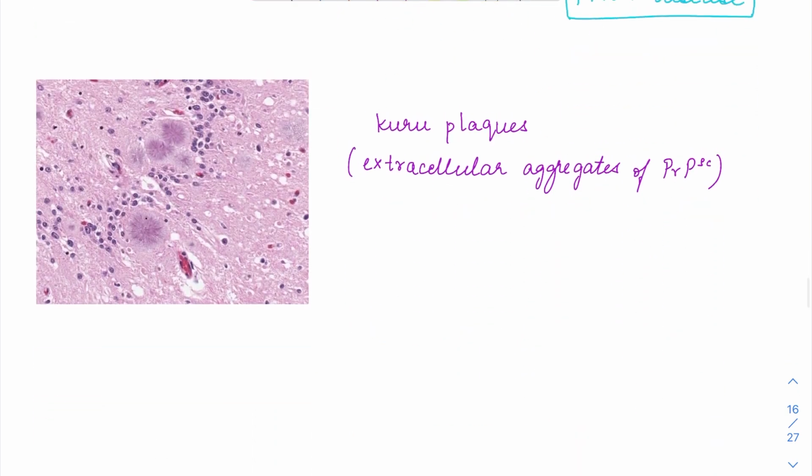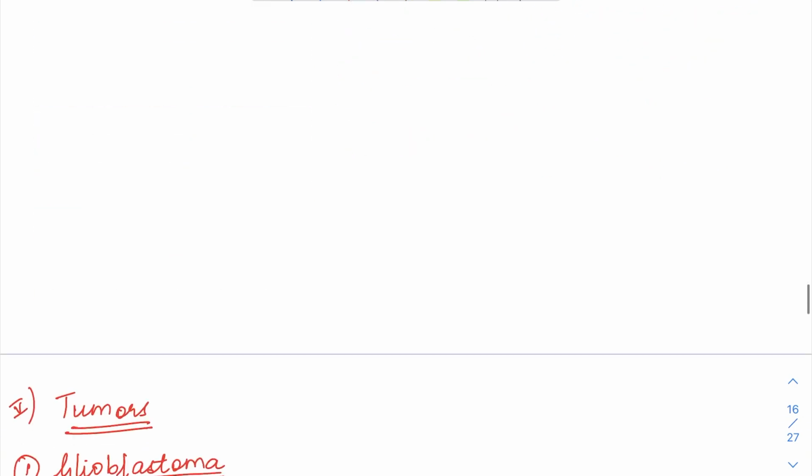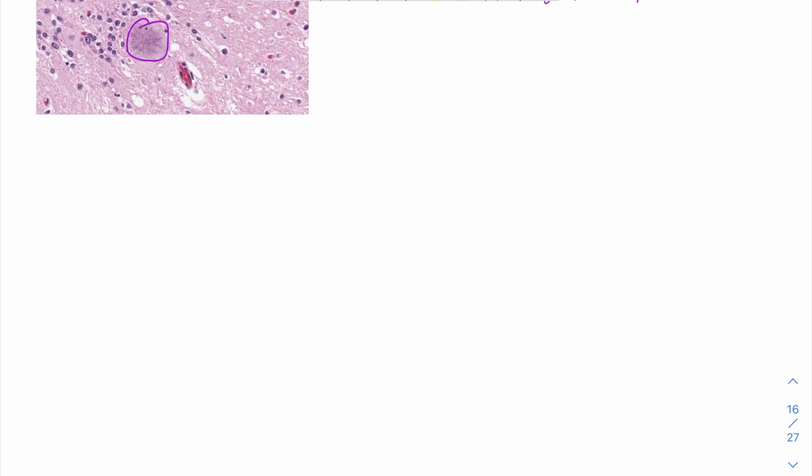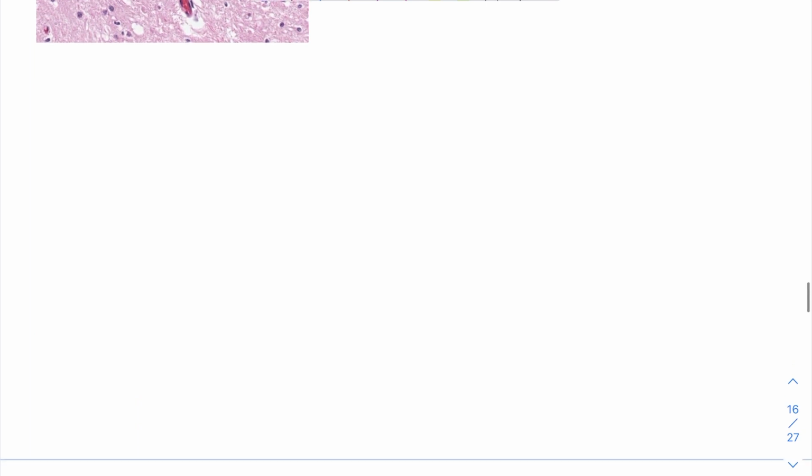Other than that, in Kuru disease, which is also another prion disease, you can see some Kuru plaques. These structures which are pinkish and extracellular, like a mop, are called Kuru plaques, and these are aggregations of the abnormal misfolded prion protein seen in Kuru disease. So till now we had seen the various neurodegenerative disorders also.